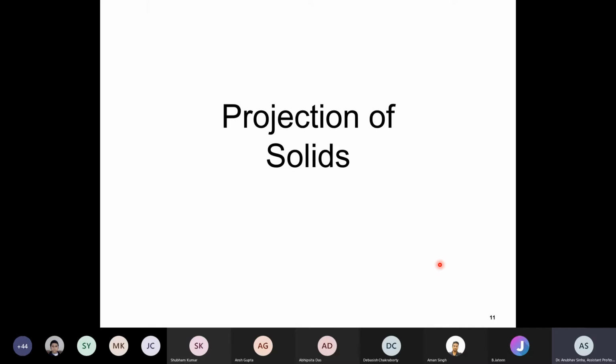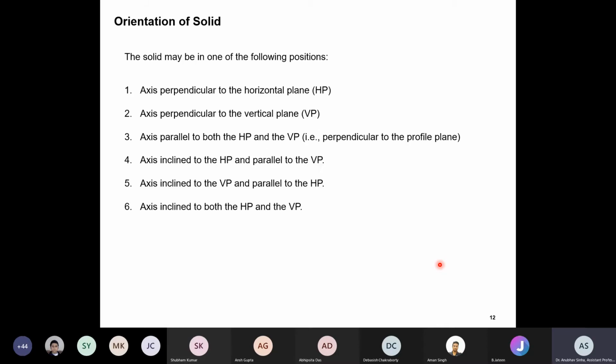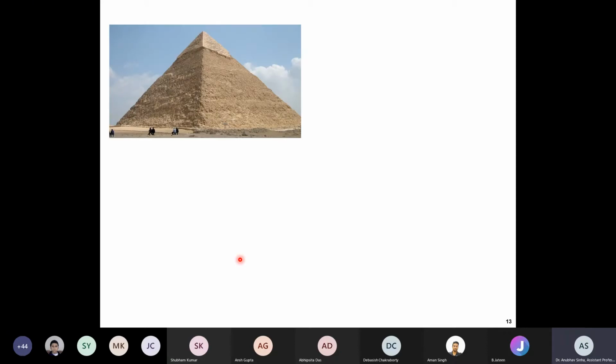Now let us talk about projection. How do we project these? A solid could be oriented in various ways. The axis could be perpendicular to or parallel to the horizontal plane or vertical plane, or it could be inclined. We'll go through these examples in subsequent slides.